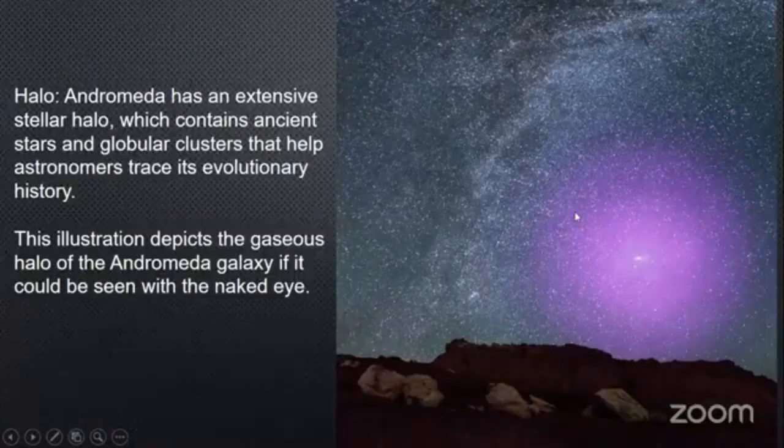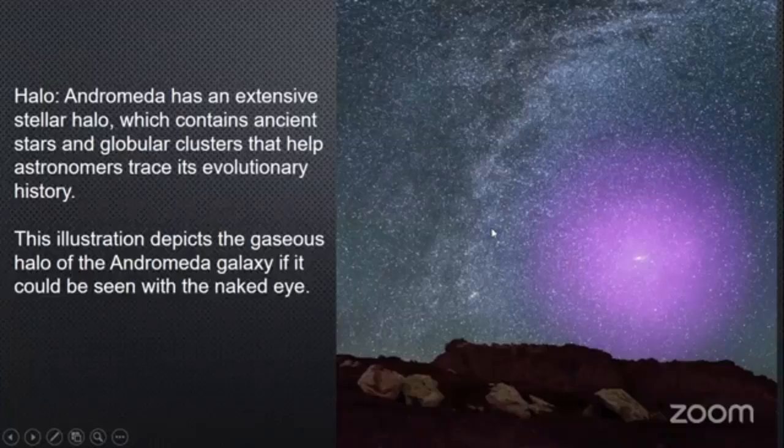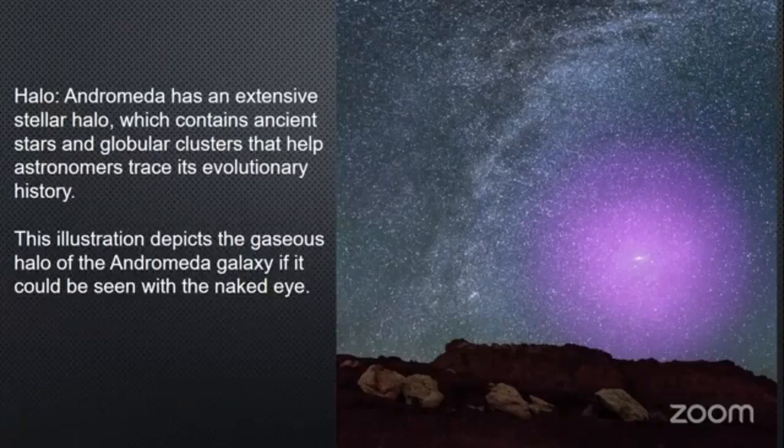So it also has a halo, just like other galaxies. Andromeda has an extensive stellar halo, which contains ancient stars and globular clusters that help astronomers trace evolutionary history.